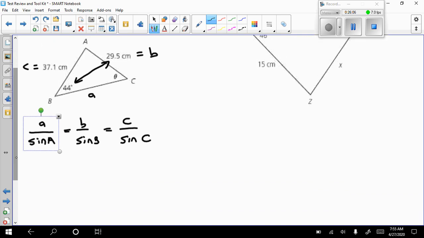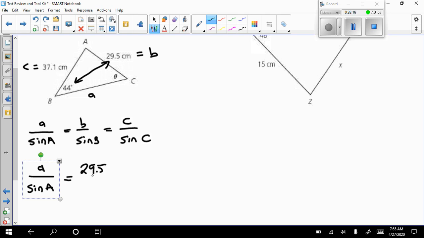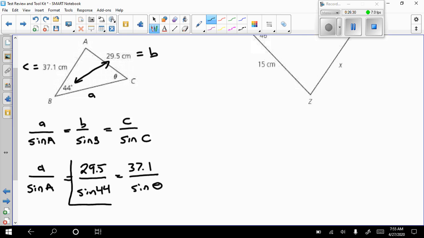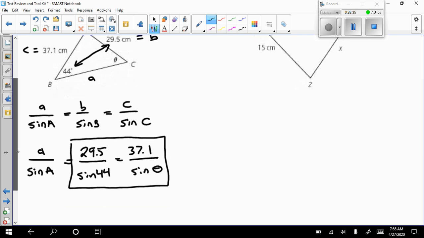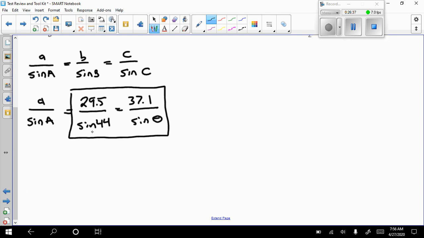Okay, so let's plug in what we know. We don't know anything about a or sine a, so I'll just leave them like that. But look at this. For b, we know that it's 29.5 over sine of 44. And for c, it's 37.1 centimeters over sine of theta. And there it is. So we're going to focus in on two parts here. And clearly we're going to use the one where we know both of the ratios and one where our unknown is.